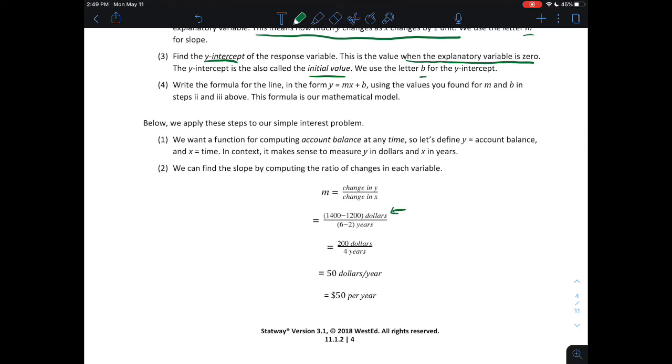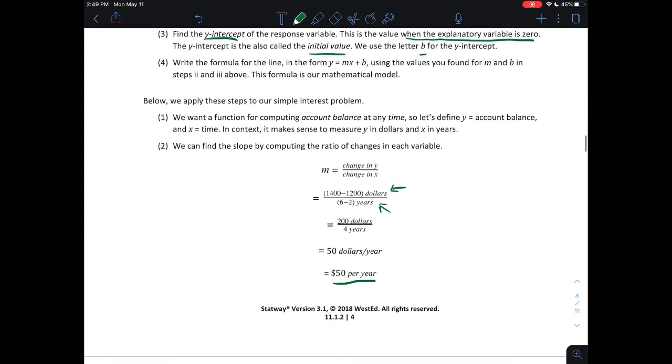And then the denominator is the change in x. How does the time change? From 2 years to 6 years, that's 4. So the difference would be 6 minus 2 years. What we end up with is $200 as the change in the account balance, divided by 4 years as the change in the time. 200 divided by 4 is $50 per year. So what is the slope? It is $50 per year.